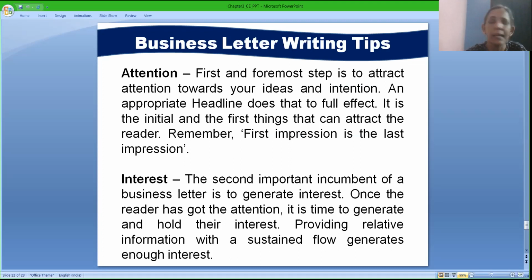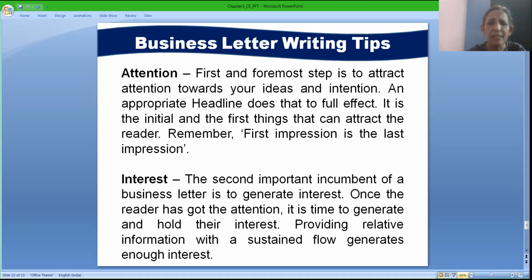How can we do that? Either by writing a very good subject line, or by starting the letter in a very impressive and beautiful way, so that the person can have complete faith in you, and then he or she can start reading the letter in full. The next is interest. Please remember, add more benefits, add more advantages.